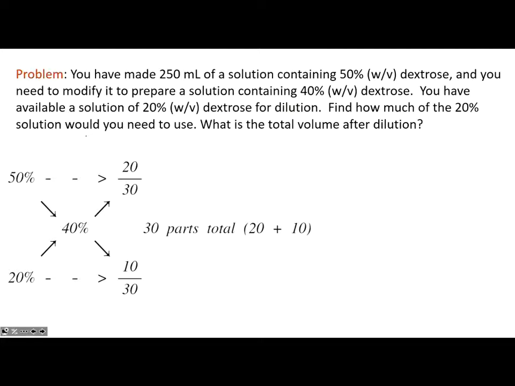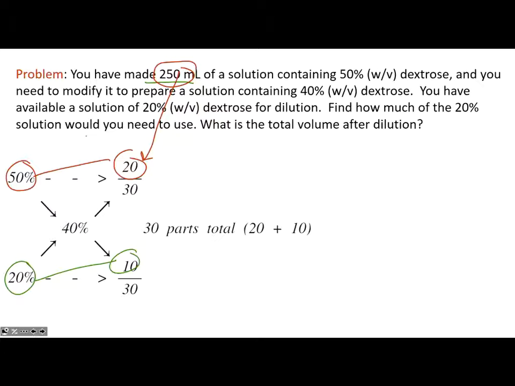So is everyone okay that this is exactly the same as what we just did? I need 20 parts to be 50. I need 10 parts to be 20. Okay? Now, we've got to be a little bit careful, because what does this 250 milliliters represent? It's not the total amount. It says 250 mils of which? Of the 50% dextrose. So I would argue that this volume now represents that amount.